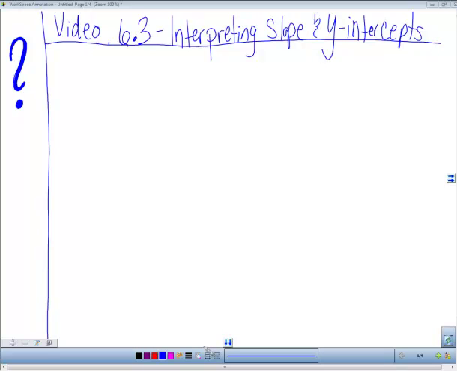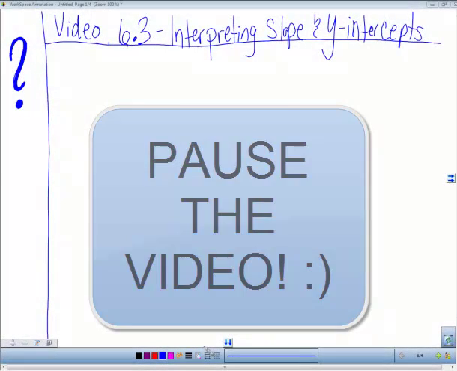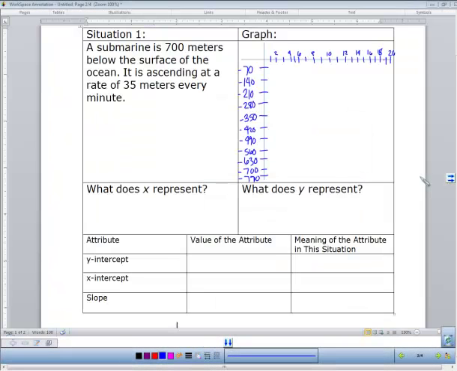Go ahead and get out your Cornell notes. Titled the Notes Video 6.3 Interpreting Slope and Y-Intercepts. Please pause the video so that you can title your notes now. Now that you have your notes titled, go ahead and write down this situation. So go ahead and pause the video and make your paper look a whole lot like mine.